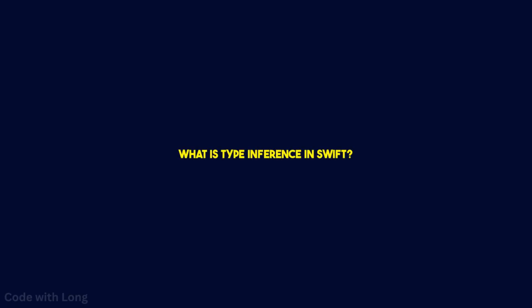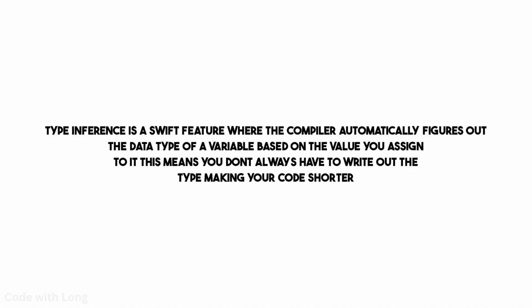What is type inference in Swift? Type inference is a Swift feature where the compiler automatically figures out the data type of a variable based on the value you assign to it. This means you don't always have to write out the type, making your code shorter.